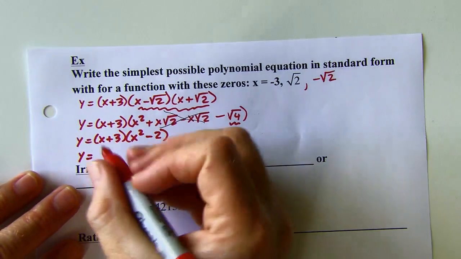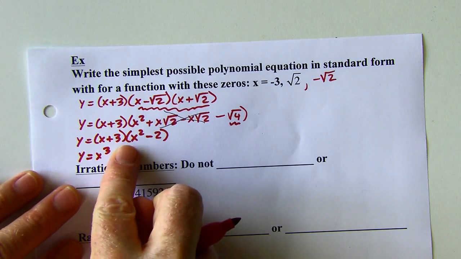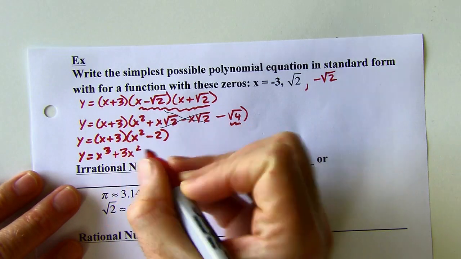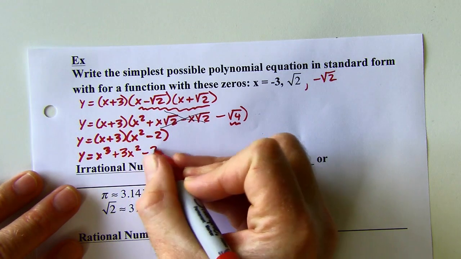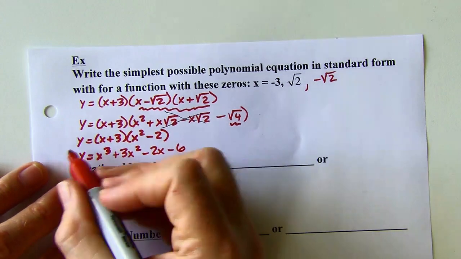So first would be x to the third. I'm going to do inner before outer because inner is going to be a higher degree, so that would be 3x squared. Outer would be negative 2x. And last would be negative 6. And there we go.